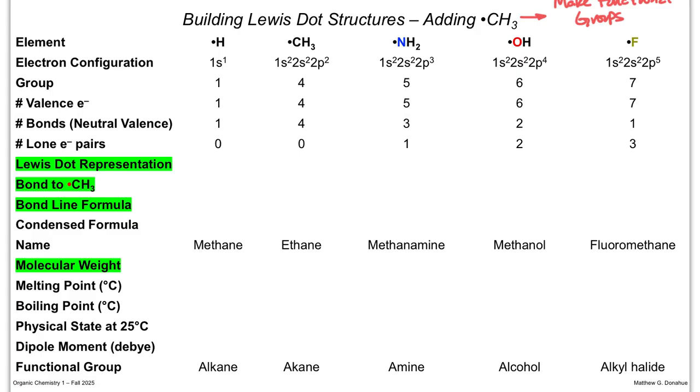And then finally, the HF, I take that off. I put that on there, and this is, well, flip the name around a little bit. This is called fluoromethane, or methyl fluoride. So there's a lot of different ways we'll communicate names based on nomenclature rules.